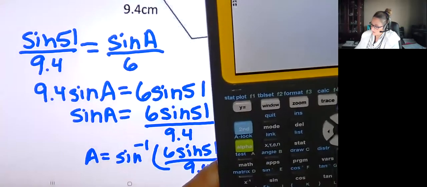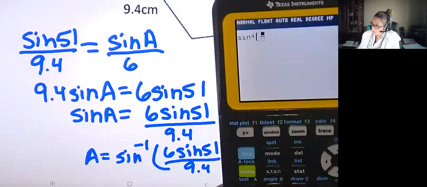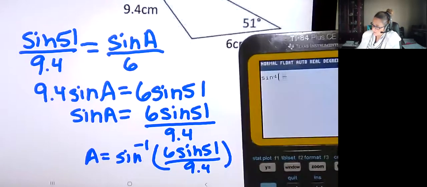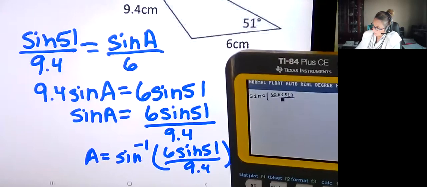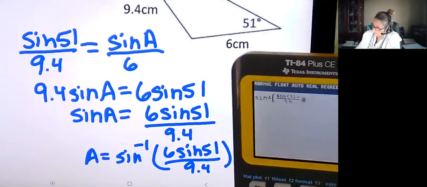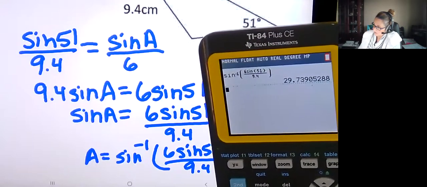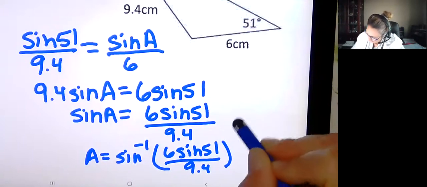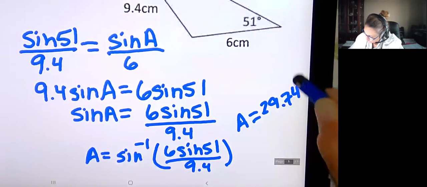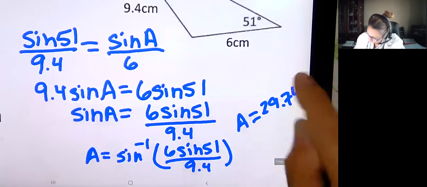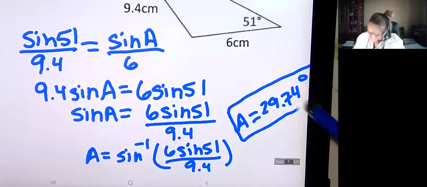So when I'm doing this, here's sine inverse. Second and the sine button, there's sine inverse, and then I'm going to do alpha y equal, and then I'm going to get a fraction, and then I'm going to put this in. So I'm going to be putting in 6 sine 51 over 9.4, and when I get that, I get 29.74 degrees. So A is equal to 29.74 degrees. That's a really big degree symbol, huh? And that is my answer.